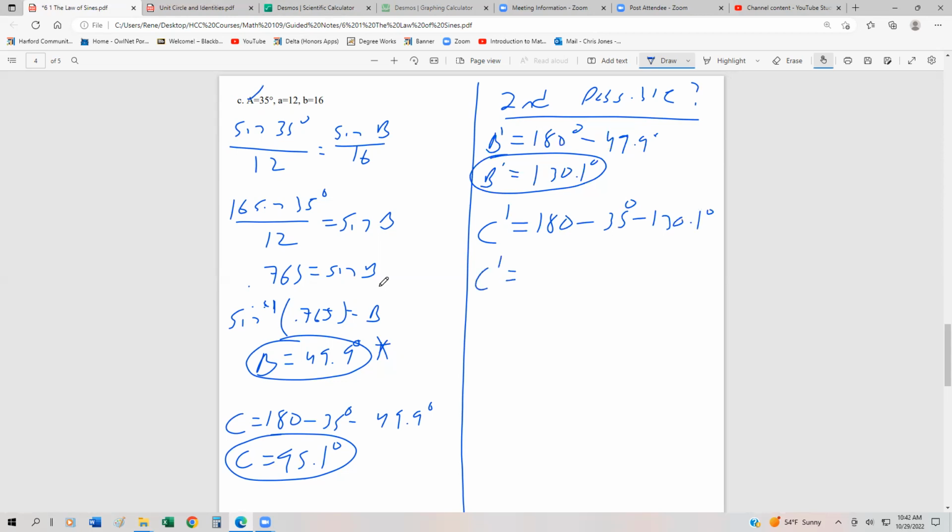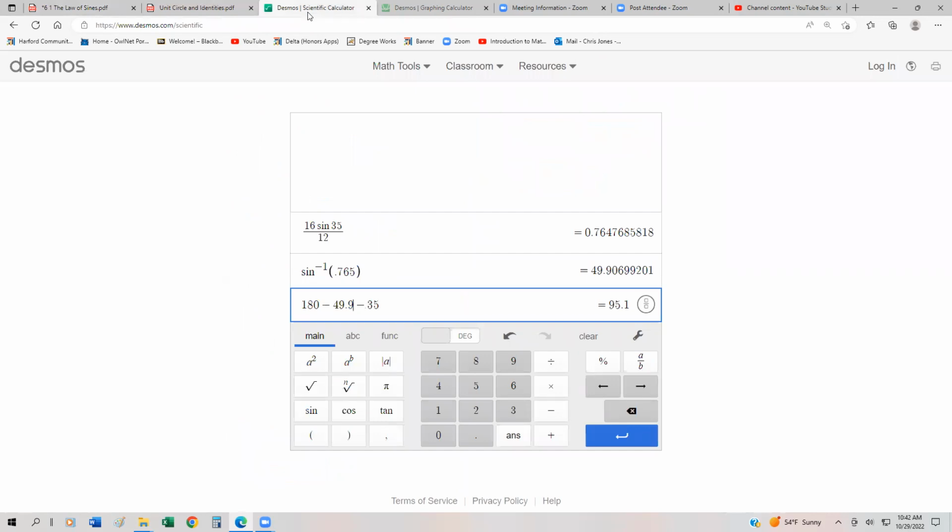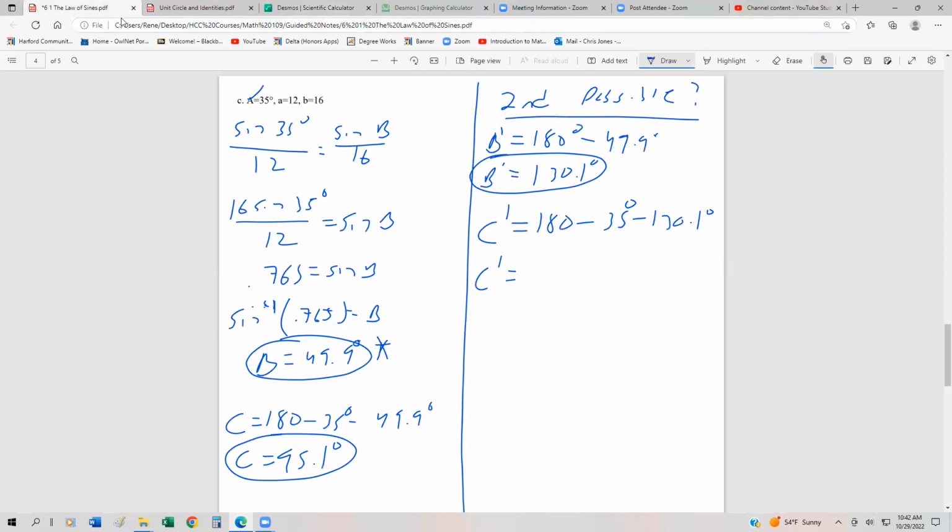And in fact, it looks like we are going to be able to find a second triangle from this, because if I go on my calculator and do 180 minus 35 minus the new reference angle 130.1, I get 14.9 degrees. So indeed, there are two possible triangles for this. If this number was negative, then there wouldn't be any second triangle. This is greater than 0 degrees. So that's how we can go through and see if there is indeed going to be a second possible triangle.